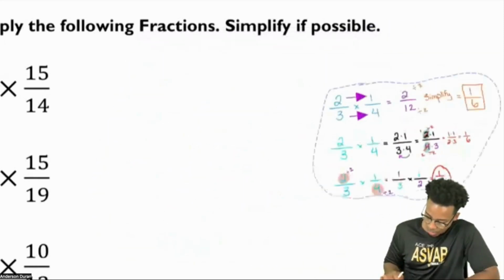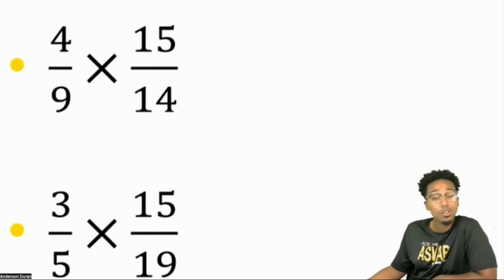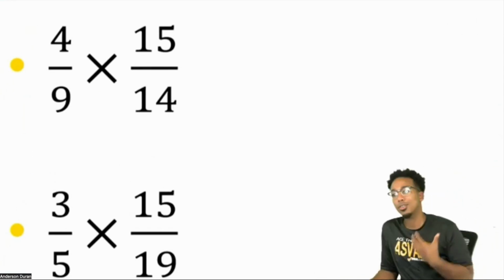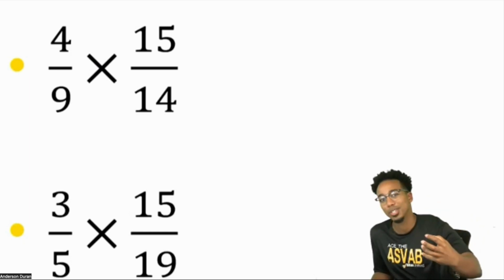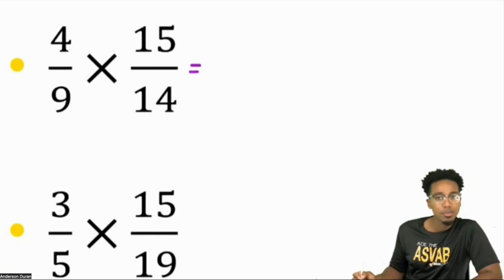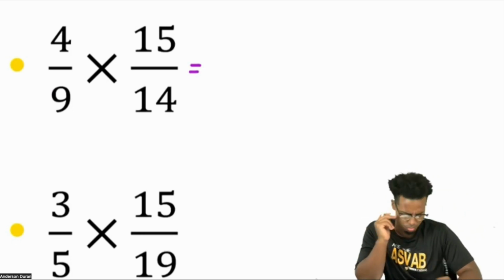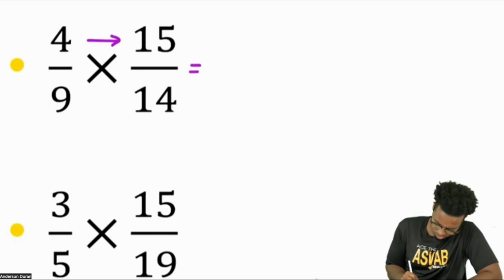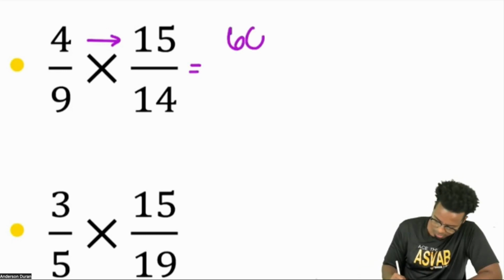All right, number 1, 4 over 9 times 15 over 14. You guys, I know that we like to figure things out faster. I know we like actually understanding what we're doing. So look at this. I'm going to show you this. All right, cool. 4 times 15. Does anybody here know what 4 times 15 is off the top of their head? What's that going to be? 60. Okay, great.